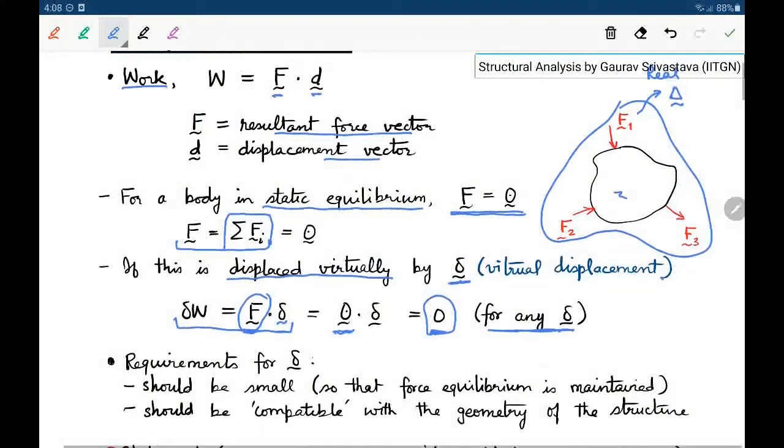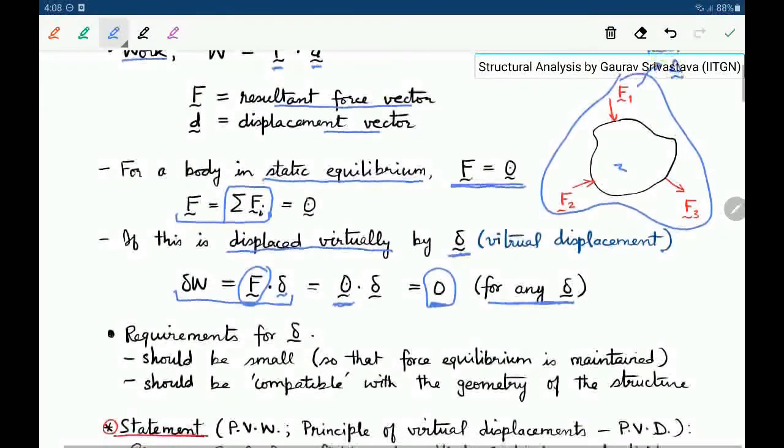Now, of course, there need to be some requirements for delta. One is that it should be small. It should be small enough so that the positioning of the forces which are in equilibrium does not change, which means the forces which were in equilibrium earlier remain in equilibrium after the virtual displacement. And second, it should be compatible with the geometry of the structure.